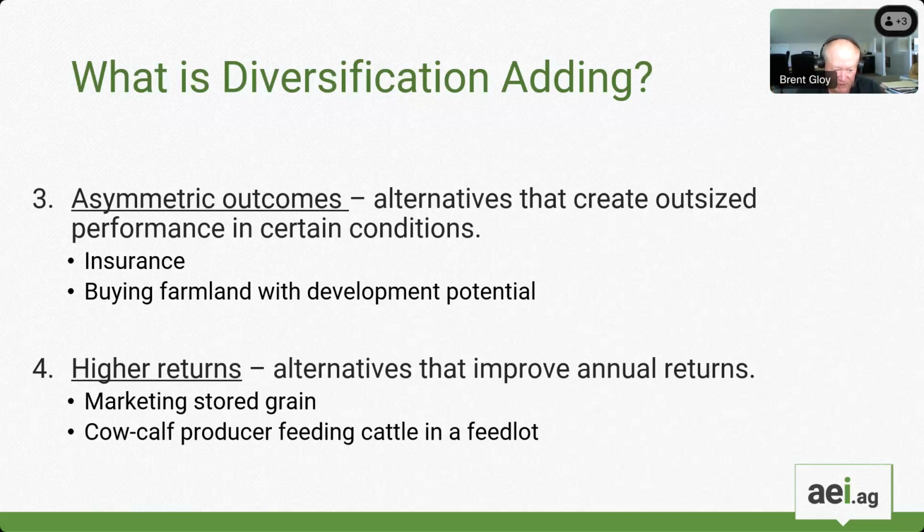Another one that David came up with is the idea of, say, buying farmland with development potential. May seem like a lot more expensive at one point, but over time, it's got the potential to provide a really, really big payout in the future. So, higher returns, things that improve annual returns and diversification, like marketing your stored grain, or a cow-calf producer owning cattle and putting them in a feedlot, all examples of diversification. And we talked yesterday, there's also a lot of things you can do around agritourism and some of those other areas that can help add diversification to your operation.